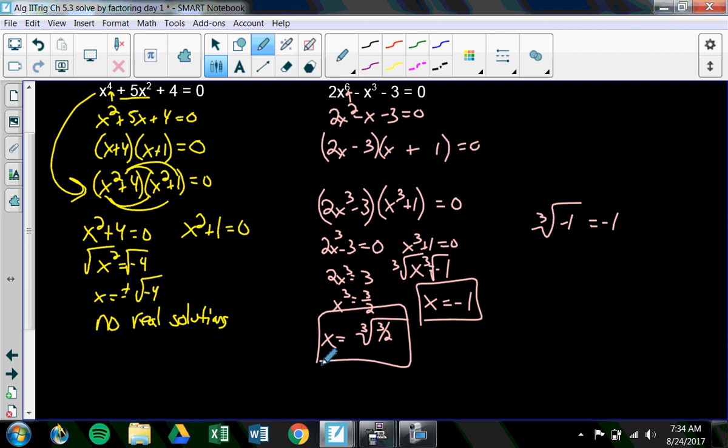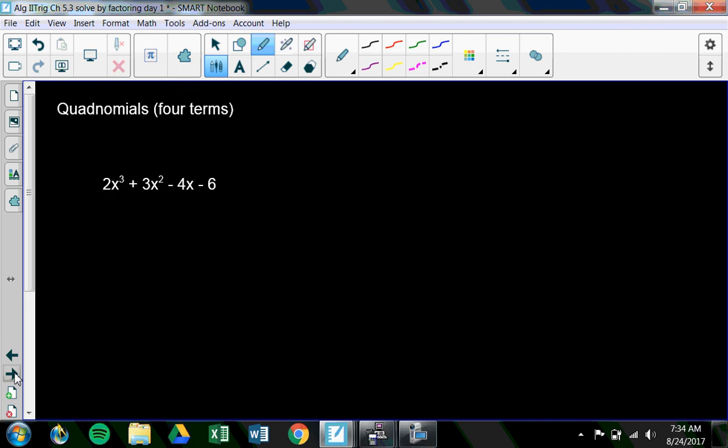Great. Let's move on. A quadnomial has 4 terms. These have to be solved by grouping. Grouping is where you cut it in half and you factor things out of the 2 halves. So out of these 2, I can pull out an x squared, and I'm left with 2x plus 3. Here I can pull out a negative 2, and I'm left with 2x plus 3.